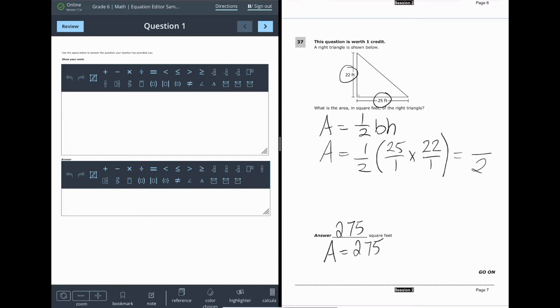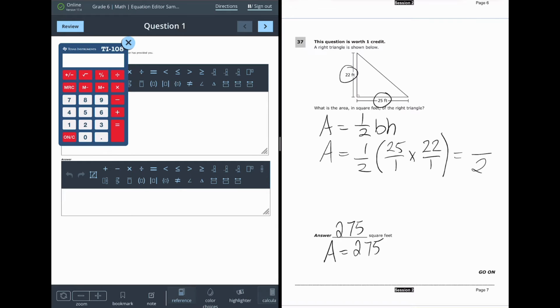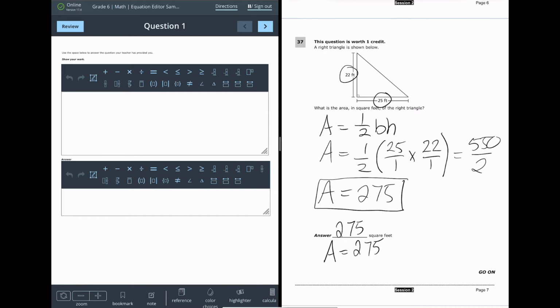So I just have to do 25 times 22, so let's get our calculator out. 25 times 22 is equal to 550. And now I just have to divide that part by 2. 550 divided by 2 is 275. Now, this is a 1-point answer, meaning you're not going to have this top box.